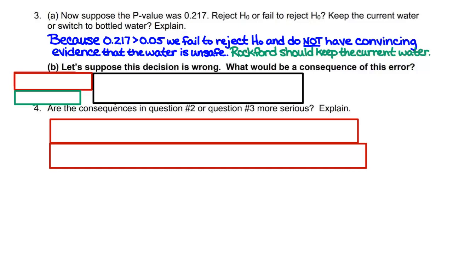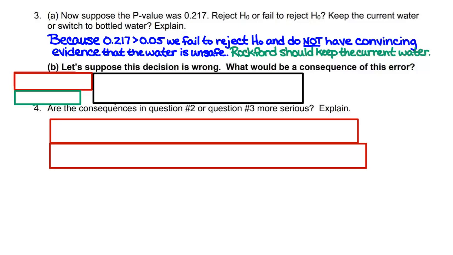If we ran this test and we got a p-value of 0.217, so we fail to reject the H0, we tell Rockford, you're all good. This was probably just due to random chance. We got a weird sample of 100 houses.